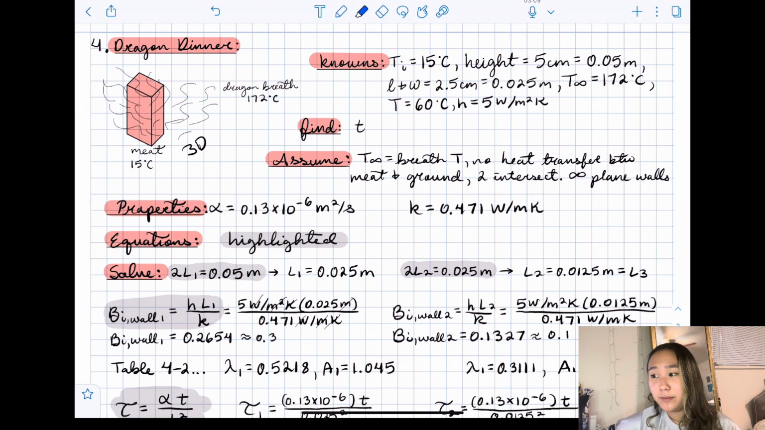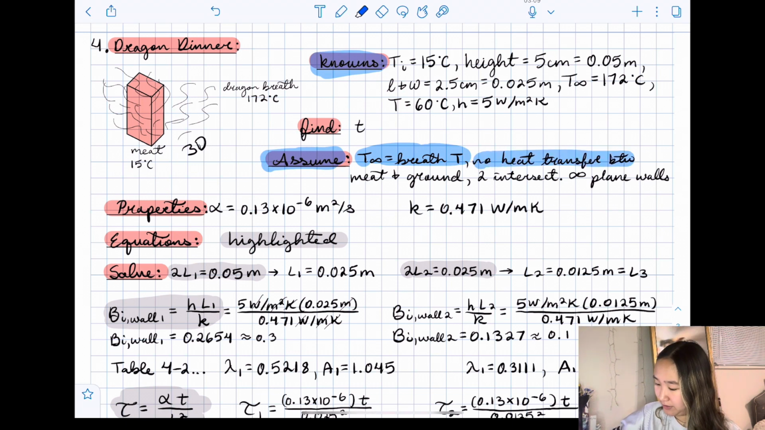So my fourth problem involved a cube of meat heating up. This one was a transient heat problem with different spatial variations, so it was 3D. And so you have your knowns here, and I said to assume that the ambient temperature is the temperature of the dragon breath, which, since it's a baby, it's not fire, so it's just heating up everything on each side. So there's no heat transfer between the meat and the ground. You have to assume that, and that it's two intersections of infinite plane walls.